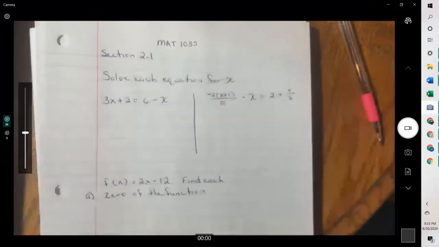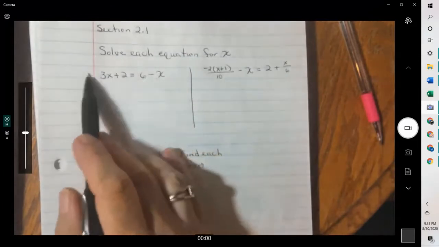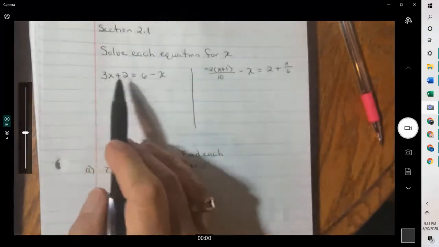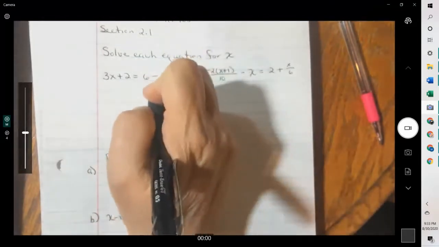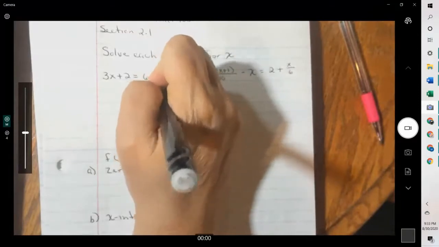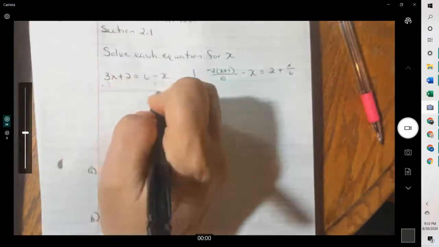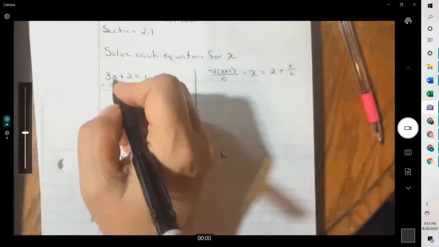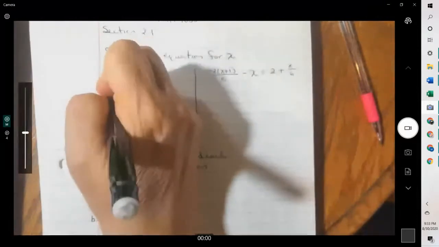When you're solving for x, looking at this first one here, you want to try and get the x's on one side and the constants on another. So the first thing we would do is subtract. Since we're subtracting x, we want to add the x to the other side. Always do the opposite. And make sure you're only combining like terms. Like these are like terms. x and 3x is 4x.